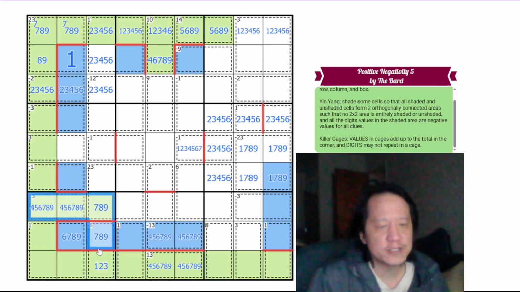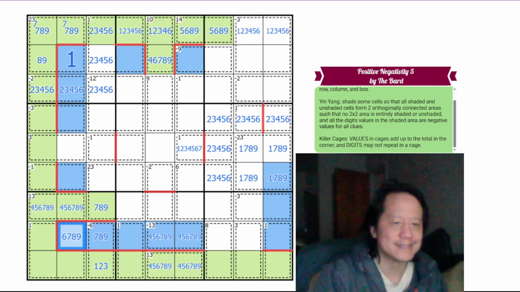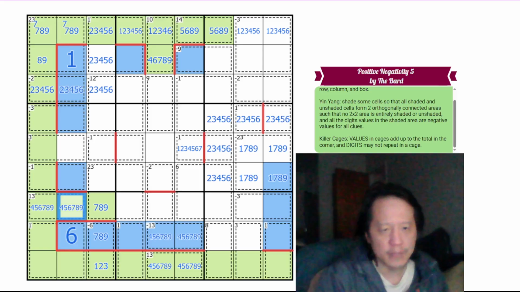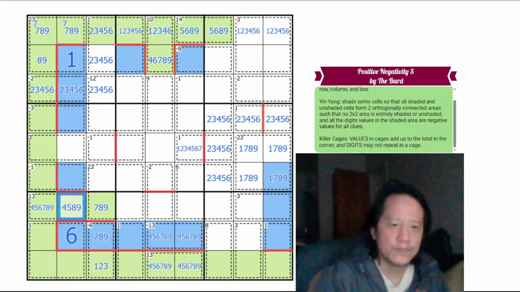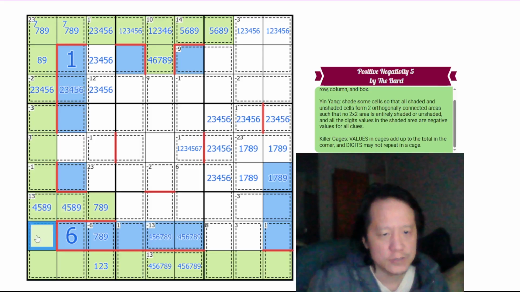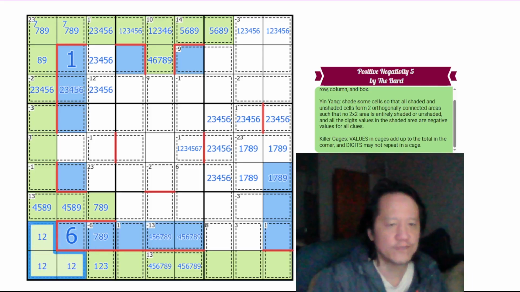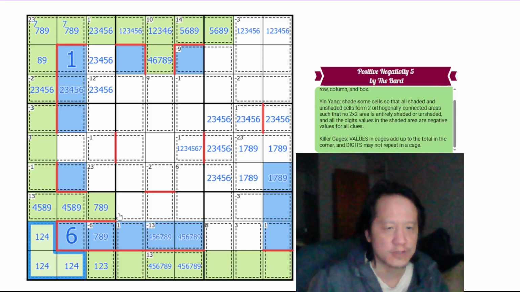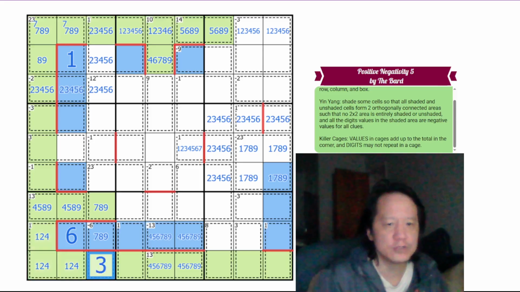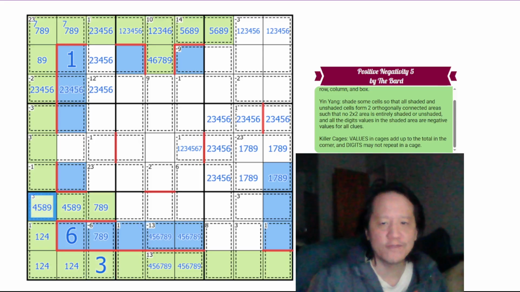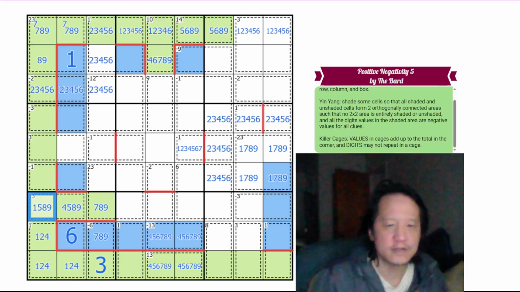So we have 3, 7, 8, 9s already accounted for in box 6, which eliminates 7, 8, 9 in the rest of the box. This can't be 7, 8, or 9. It's a 6. So this can't be 6 or 7 here. To add up to 7 minus 6, which gives you 1, it's 1, 2, and 4, which eliminates 1, 2, 4 in the rest of the box. This can't be 1 or 2. It's 3. This can't be 4, 9. It's 5, 8.